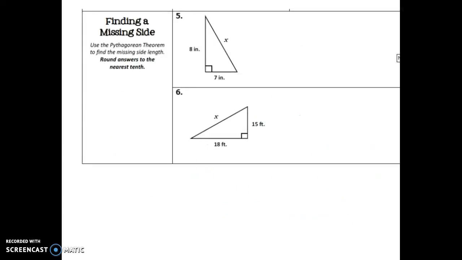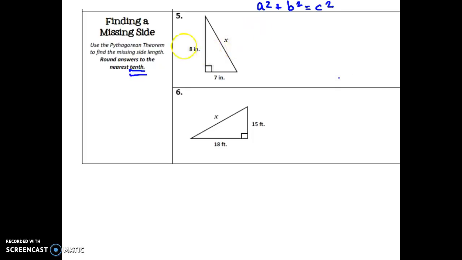Okay, so finding a missing side, we can use the Pythagorean theorem to find the missing side length, and we're going to round the answers to the nearest tenth. So again, I've got my a squared plus my b squared. Let's write it up here. a squared plus b squared is going to be equal to c squared. In this case, our x is the hypotenuse, so we're looking for the hypotenuse length.